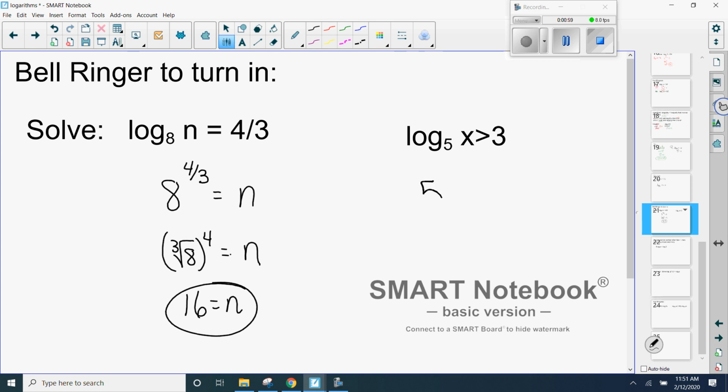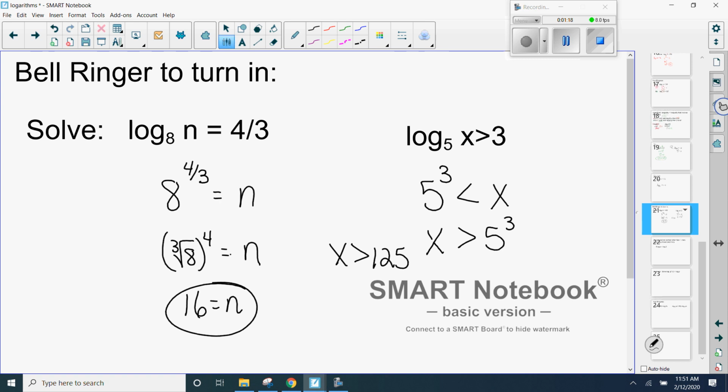Your base is 5, the exponent is 3. You flip the sign, and that's equal to your answer. Yes, I would prefer that you make that 125. So 5 cubed happens to be 125. X is greater than 125.